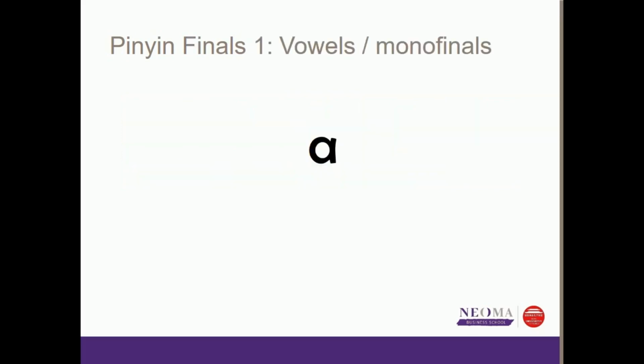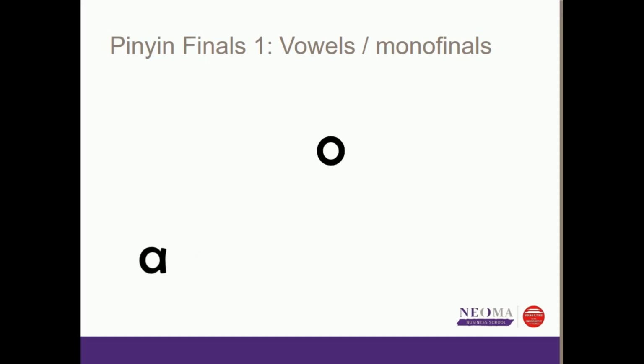Now, let's look into the finals. So I divided the finals into 3 parts. The first part, which is vowels, what we also call the monofinals. We have 6 of these vowels. They are very important. Let's see them one by one. And this one read as, open your mouth big and round, a.